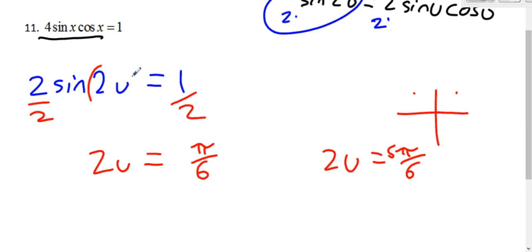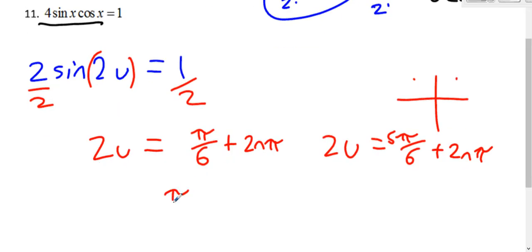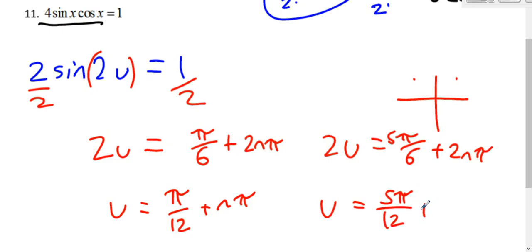So that solves for what the angle was, and the angle was 2u. So finish it off, plus 2n pi, plus 2n pi. Since there's a period change, rather than getting 2 answers, the period's actually cut in half, so we should get 4 answers. So divide by 2, you get pi over 12 plus n pi, and 5 pi over 12 plus n pi.